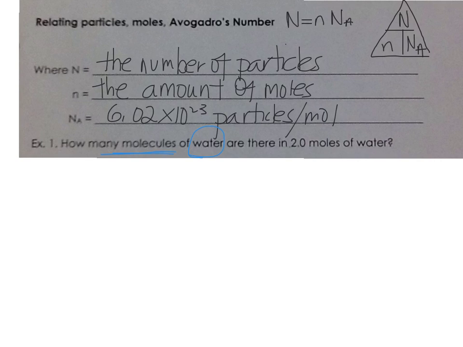So what do we know? What letter are we given in the question? Little n. We know n is equal to 2 moles. And it says it wants to know how many molecules of water. So we've got a covalent compound, so the particles are going to be molecules. If you see how many, you're looking for big N.